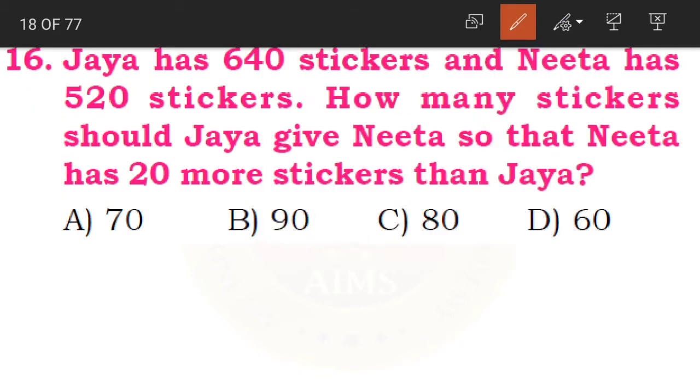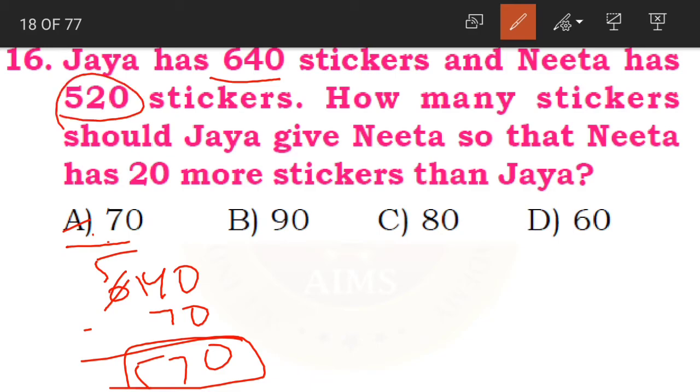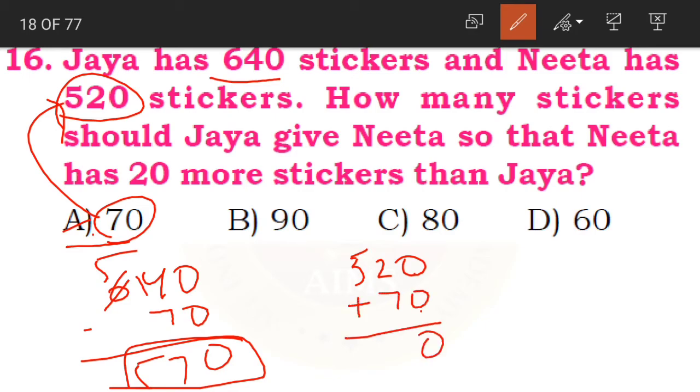Now the easy way to find out the answer is, children, by using each option. We should take option A and check whether it is the right answer or not. See, suppose Jaya gives away 70 stickers. So we'll subtract: 0, this becomes 14, 7, 5. What is our answer? 570. Now those 70 stickers are given to Neeta. Yes, so 520 plus 70: 0, 9, 5. See, children, our luck, right? The first answer is the correct answer.